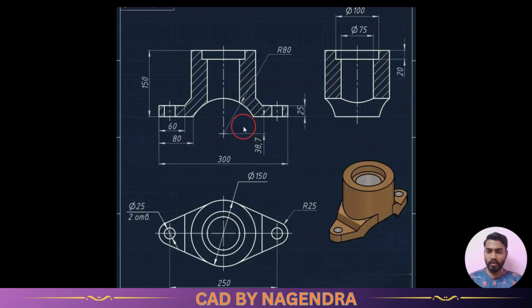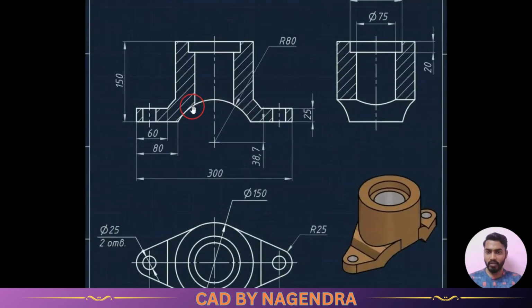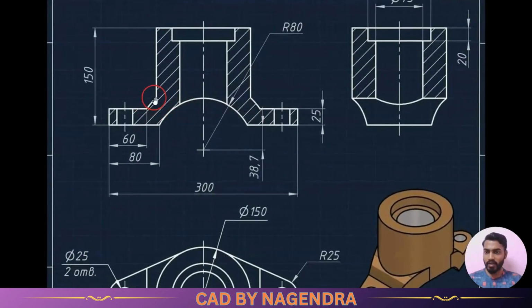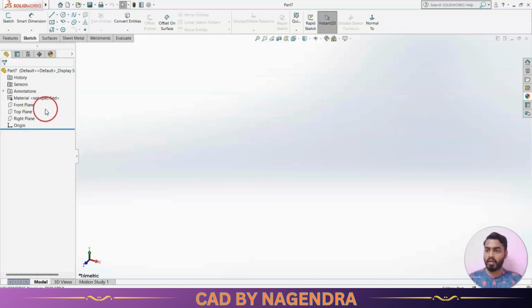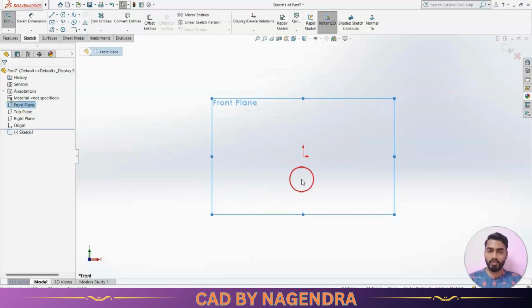Now, first I'll start here with this base shape and you can observe here one curvature profile is there. So here also we are having this circle shape only. So first we are going to create this base here. For that, on the front plane I'll go for sketch.